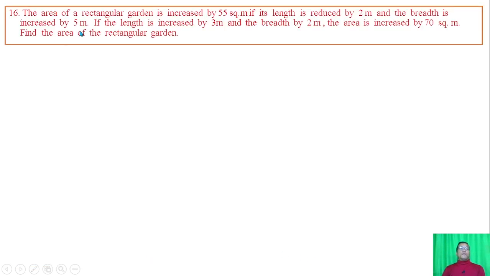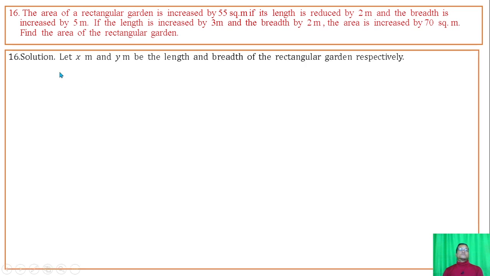16. The area of a rectangular garden is increased by 55 square meter if its length is reduced by 2 meter and breadth is increased by 5 meter. If the length is increased by 2 meter and the breadth by 2 meter, the area is increased by 70 square meter. Find the area of the rectangular garden.